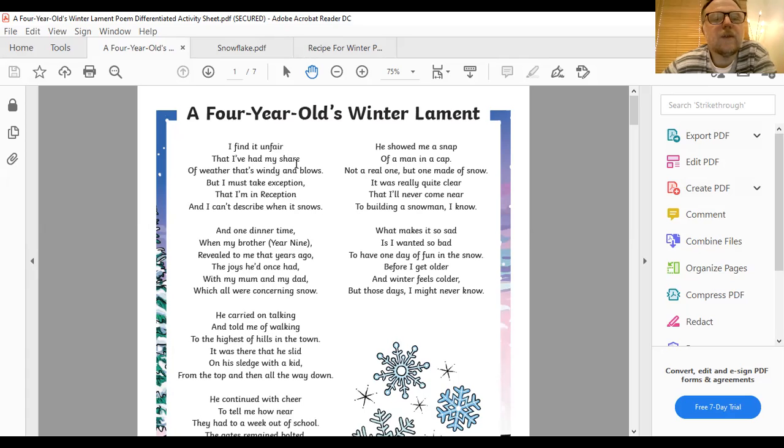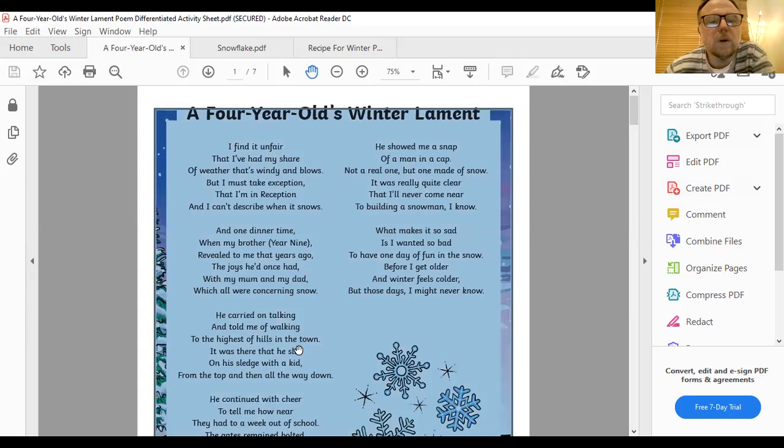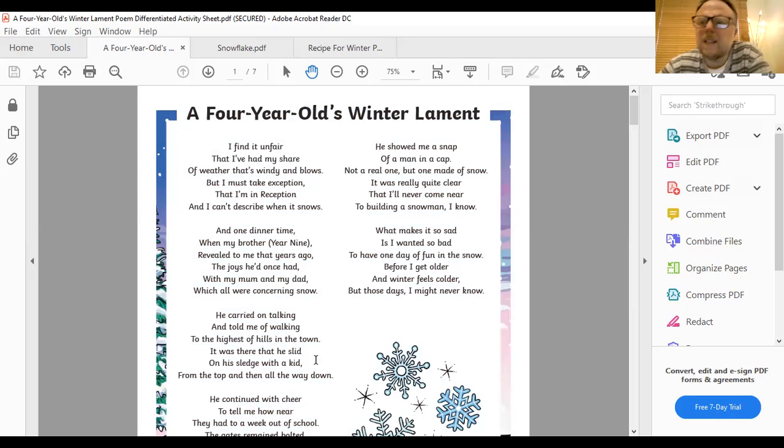There's unfair and share rhyme, blows and snows rhyme, exception and reception. I wonder if it follows in every verse. Should we just check another one? We'll do this one. Talking and walking, town and down, slid and kid. You can imagine it's quite tricky writing rhyme with poetry. Not only have you got to come up with the right words to share your ideas, but you've got to make them rhyme as well.